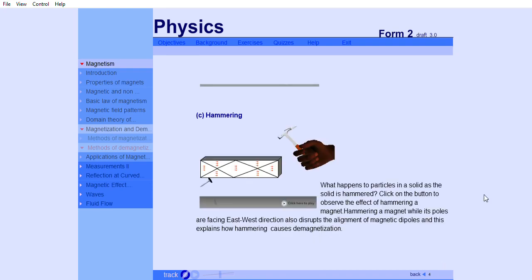Hammering. What happens to particles in a solid as the solid is hammered? Click on the button to observe the effect of hammering the magnet. Hammering a magnet while its poles are facing in the east-west direction also disrupts the alignment of magnetic dipoles, and this fact can be applied in the demagnetization process.